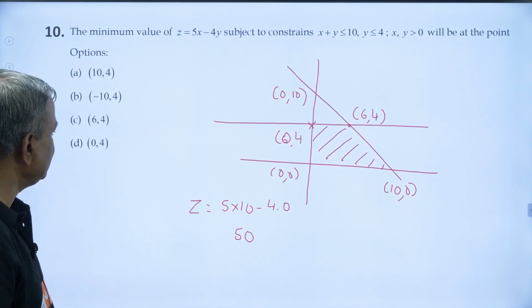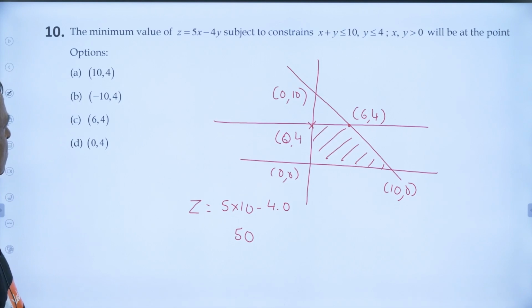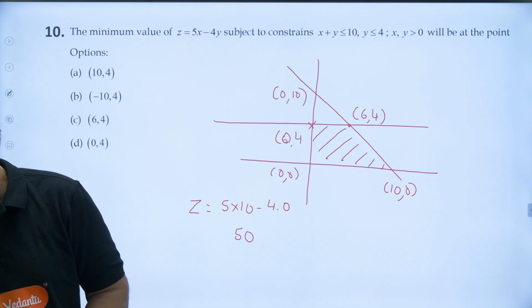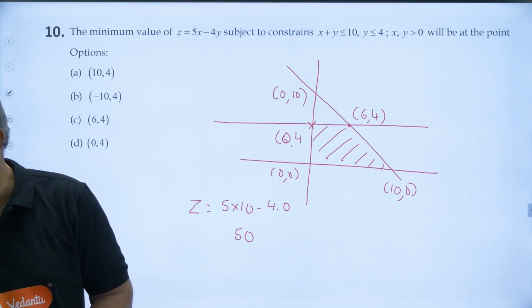Okay, so you get 10 comma 0. 10 comma minus 10 is not there. 10 comma 0 is not given as an option. So it is 10 comma 0. There is a typographical error. Option D is correct.